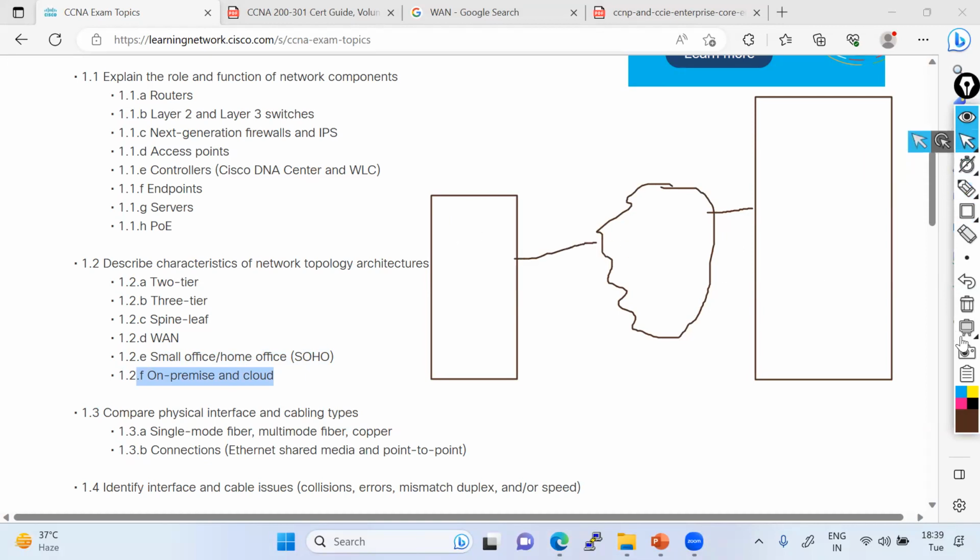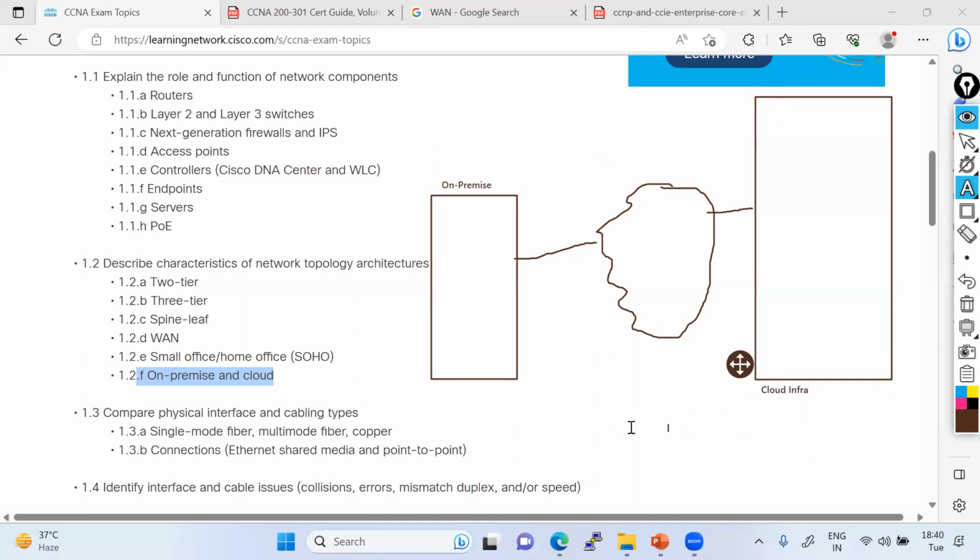So you can think this is your on premise, and this is your cloud.